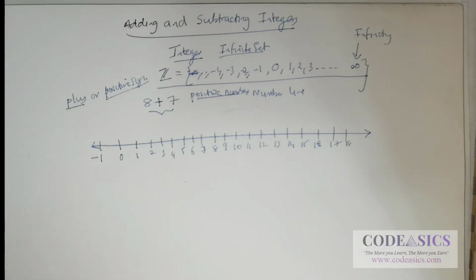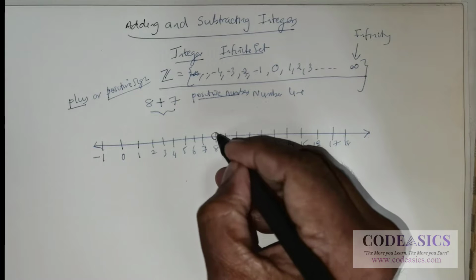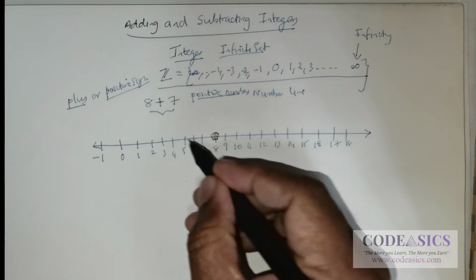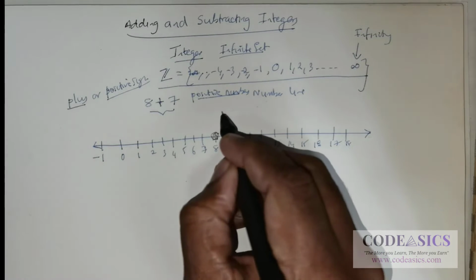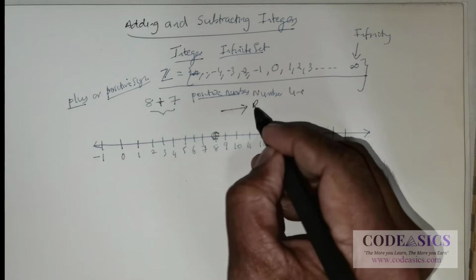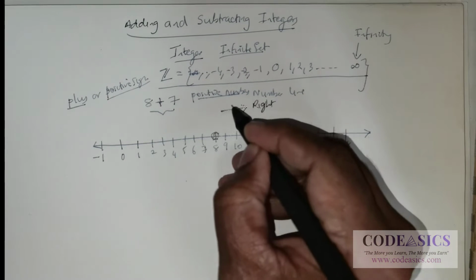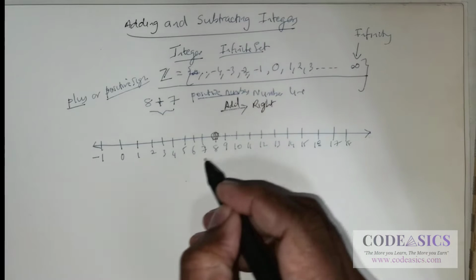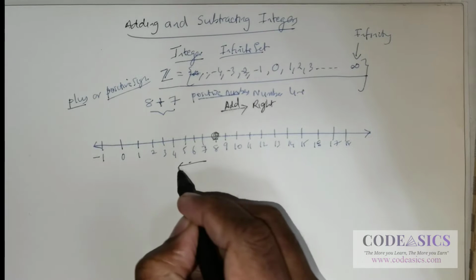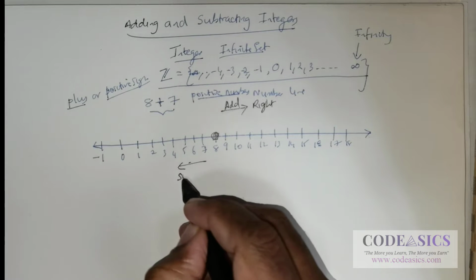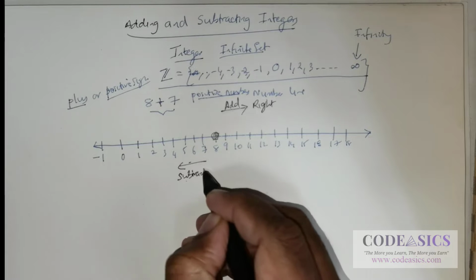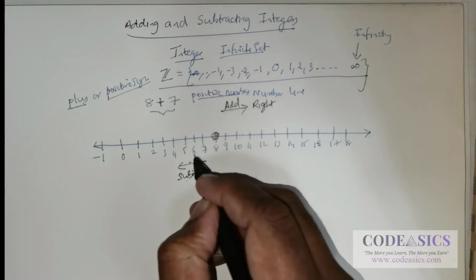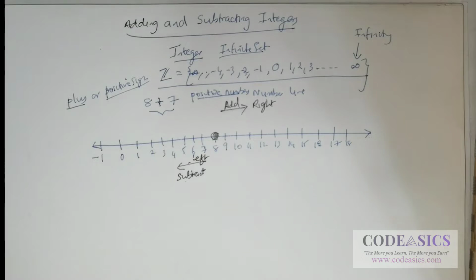So we are starting at 8. This is the point we are starting. Now whenever we have to add, we move towards the right side. So this is to add quantities. If you want to subtract, you move towards the left. So if you want to subtract something, you move towards the left.